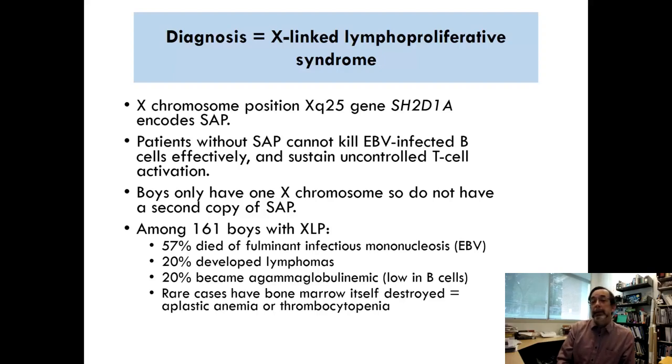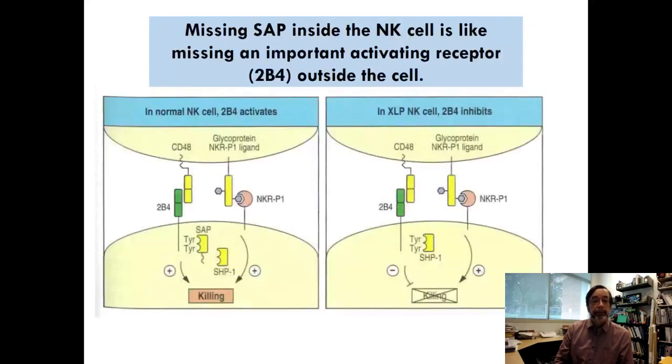And in some rare cases, you see the bone marrow itself is destroyed. Again, if you have a problem with your B cells, you're going to be trying to destroy the B cells if they're infected. And that can lead to destroying the B cell progenitors in the bone marrow. This is called aplastic anemia or thrombocytopenia. And if you remember, we actually mentioned that previously. If you forgot where we mentioned it, go back and find it, okay? That's the way you learn.